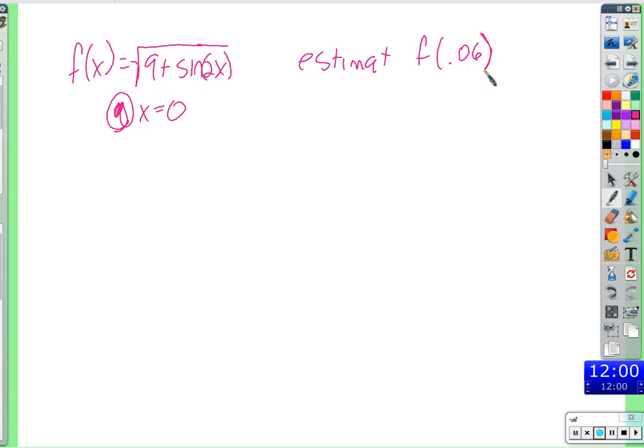Can anybody explain their understanding of this question? What are they asking us to do? Find the derivative. Okay, but that's a step in solving the problem. What is the question asking? What's the slope at 0.06? Does the question say to tell me the slope of the tangent line at 0.06? Is that the question?